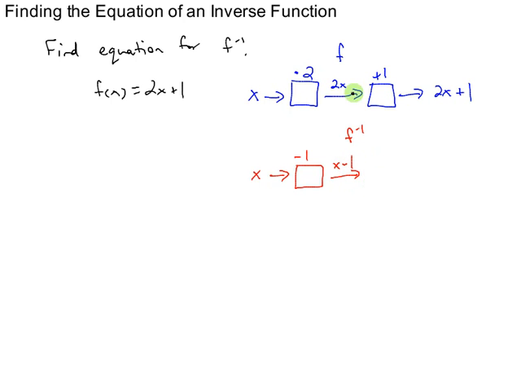Then it's going to keep going, and it's going to go through a similar machine to this. Instead of multiplication by 2, it's going to go through the divide by 2 machine. And out of that, you're going to get x minus 1 divided by 2. So what that means is the equation for f inverse is this right here, x minus 1 over 2. It does the exact reverse of what f does. Okay? So this is a really neat way to look at it. Gives you a good understanding of inverse functions and their relationship with the original function.